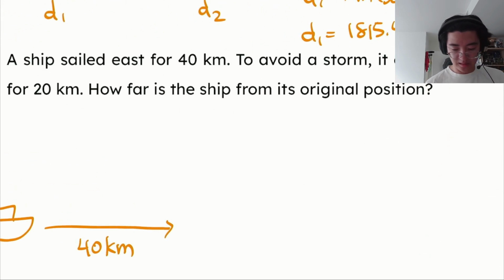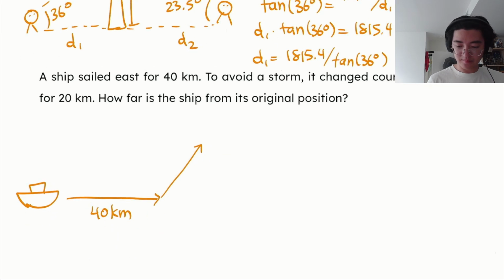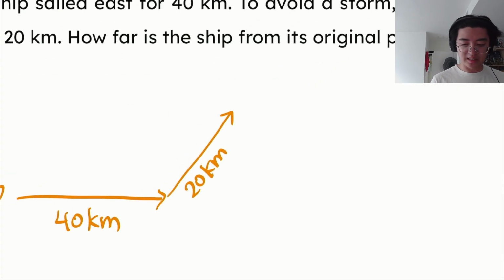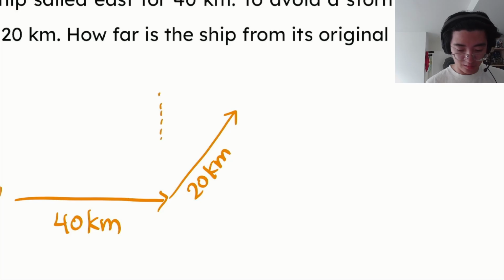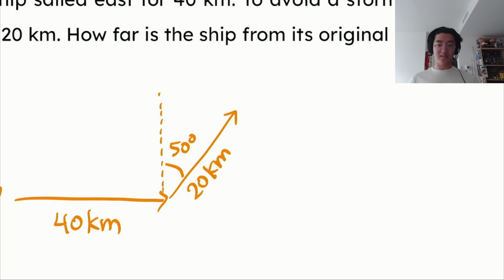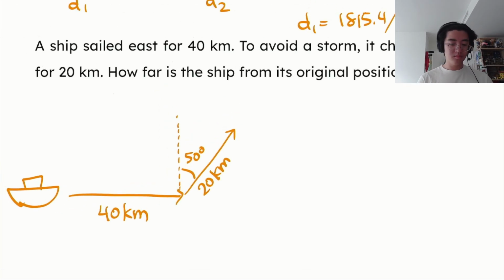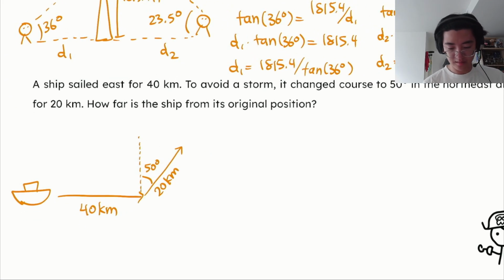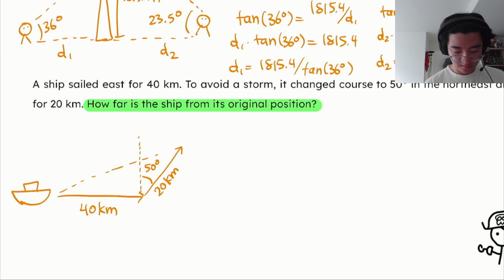Right, so it went this direction for 20 kilometers. Right, and it changed 50 degrees towards that direction. So we can imagine it. This is the north direction, changing 50 degrees northeast. This puts our angle right here. Right, so that's what that means. Okay, and lastly, how far is the ship from the original position? Right, so what's the distance from here to there?